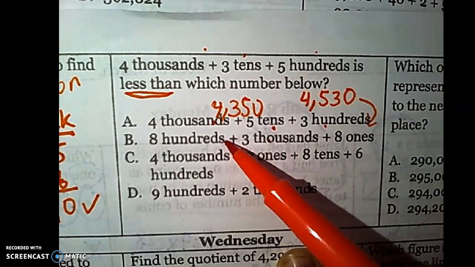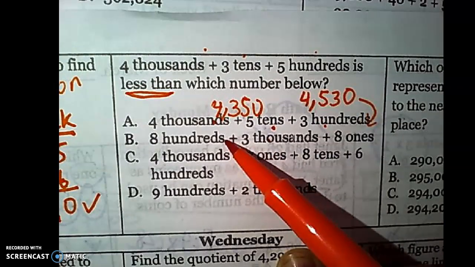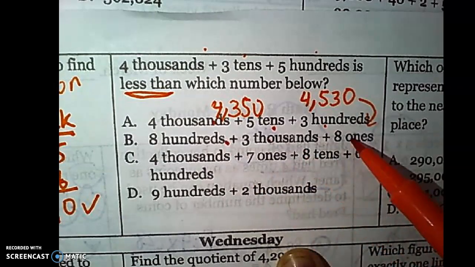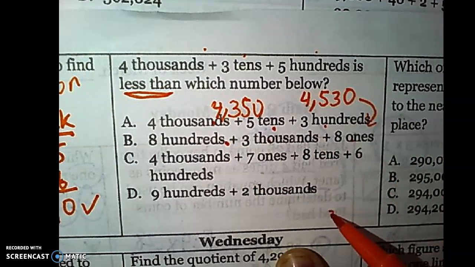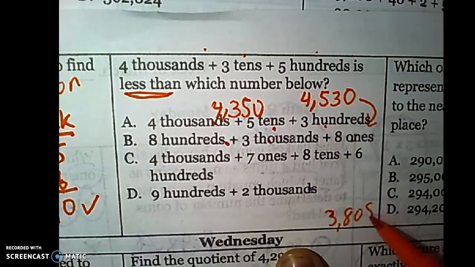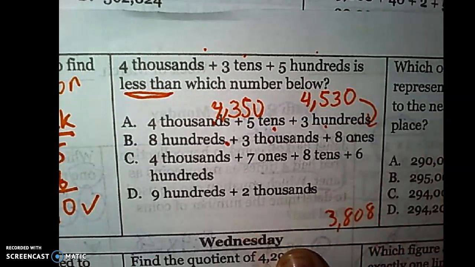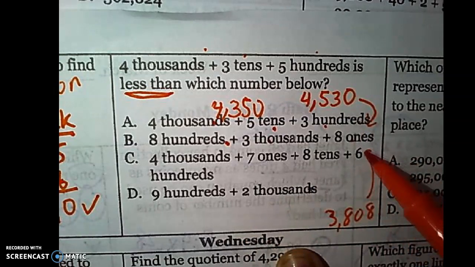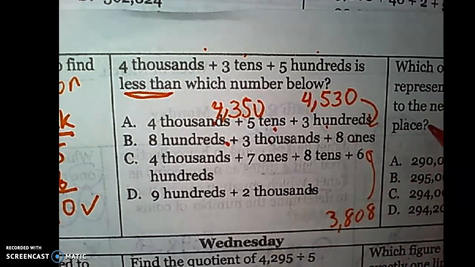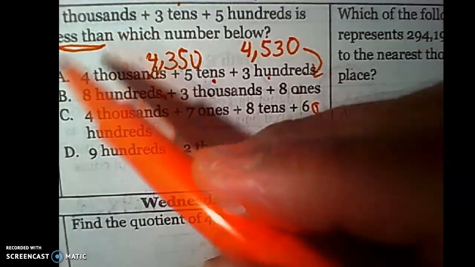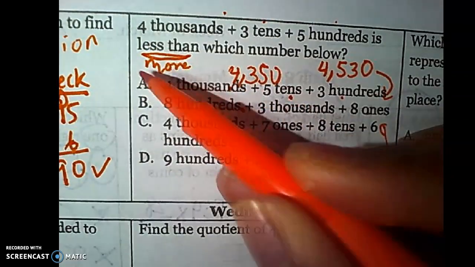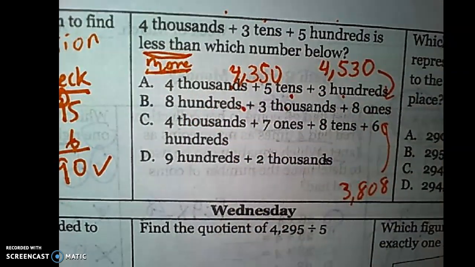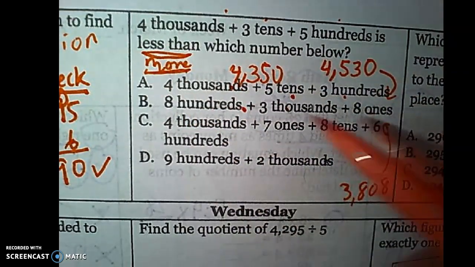3,000s and 800, okay, and 8 ones. I see that that's going to be 3,808, and so that's also less. I think this is another question where they probably mean more than, because I'm already having two choices that are less than that. Okay, let's look at the next one.